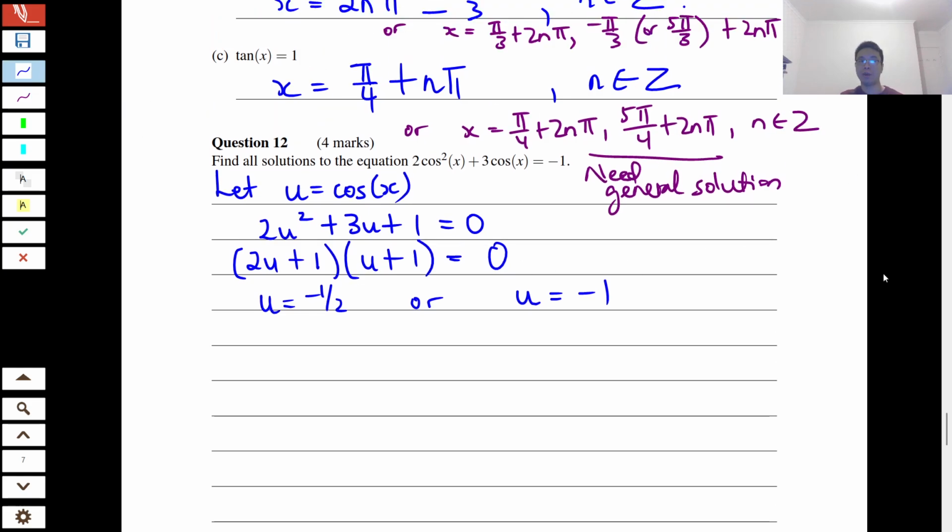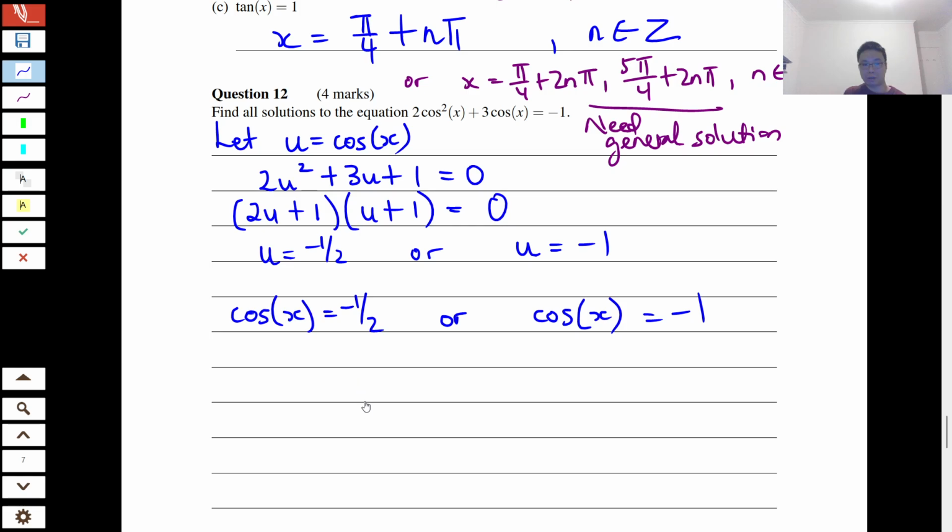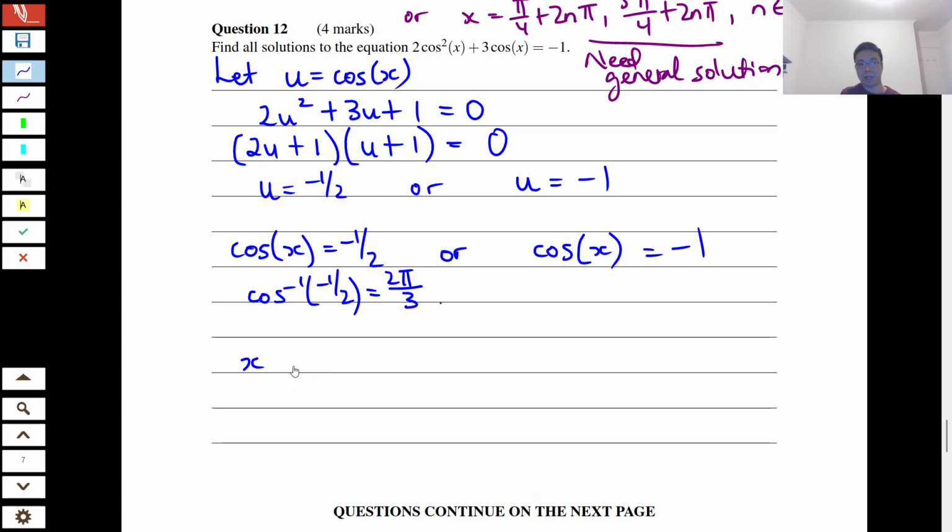Okay, so now we can go back to cosine. So cosine of x equals negative a half, or cosine x equals negative 1. So we have two trig equations to solve here. The inverse cosine of negative a half is 2 pi on 3, remembering that inverse cosine is between 0 and pi. So we're going to write x equals 2n pi plus or minus 2 pi on 3, where n is an integer, for the first family of solutions.